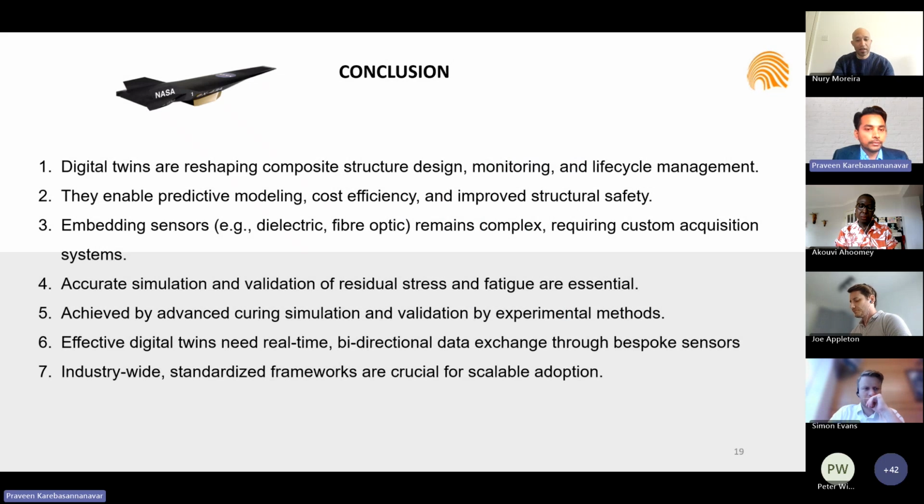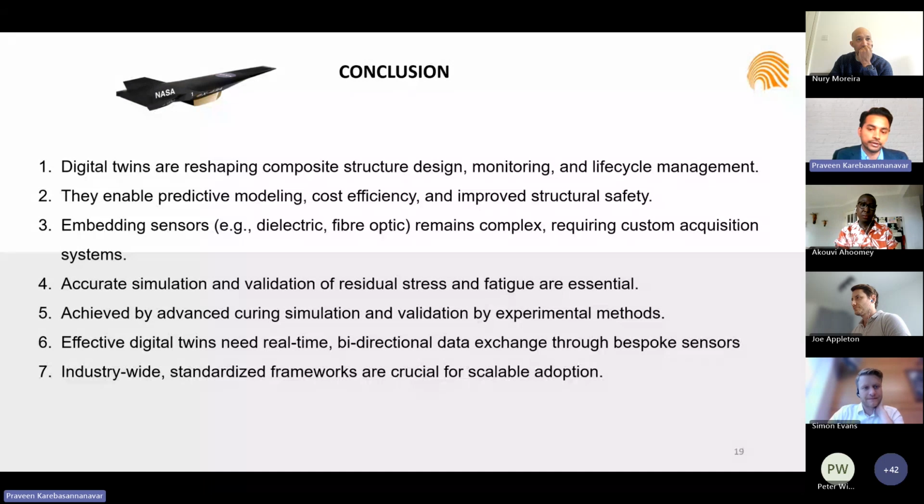Yes, overall, digital twin is really shaping composite structural design, and we really need it in future structural analysis. It is providing predictive modeling, cost efficiency and improved structural safety. And the main problem here is embedding sensors. Till now, the manufacturers are really scared of embedding them because they don't want to include new sensors which could trouble them and slow their bulk manufacturing. And simulation and validation is one of the major challenges in the structure.